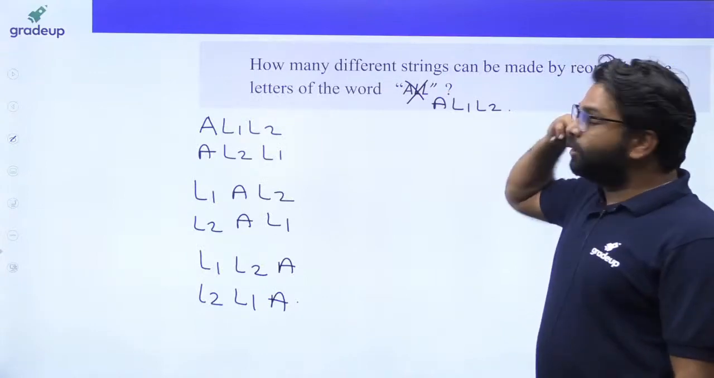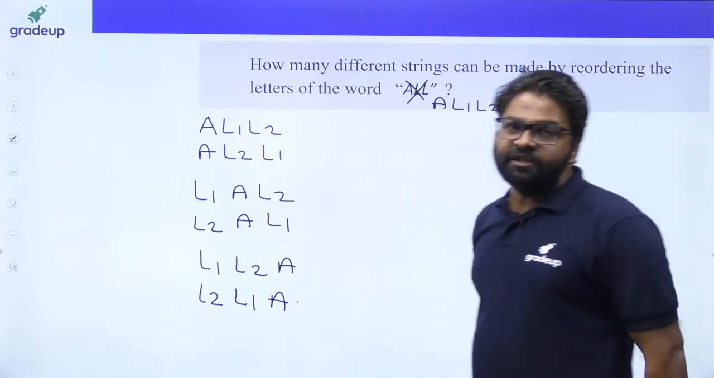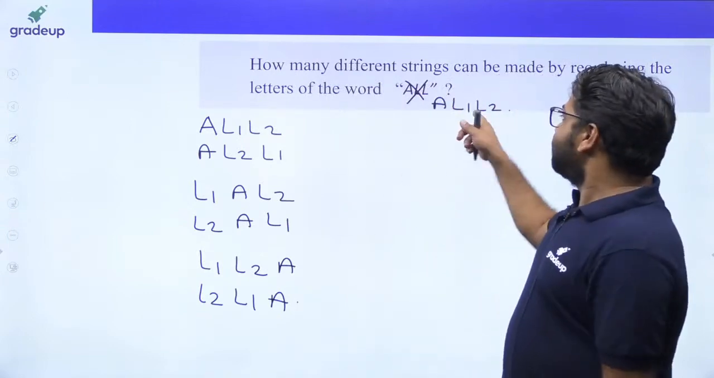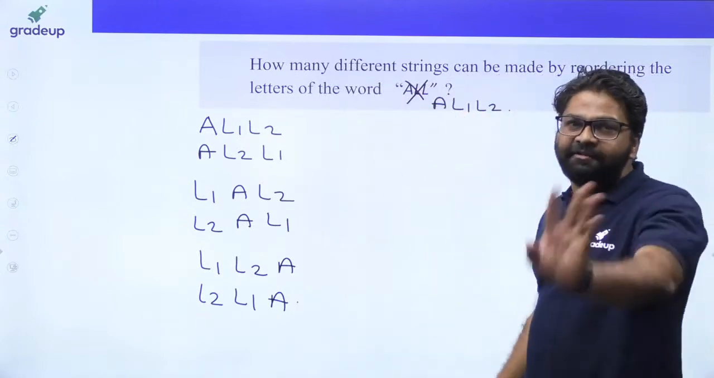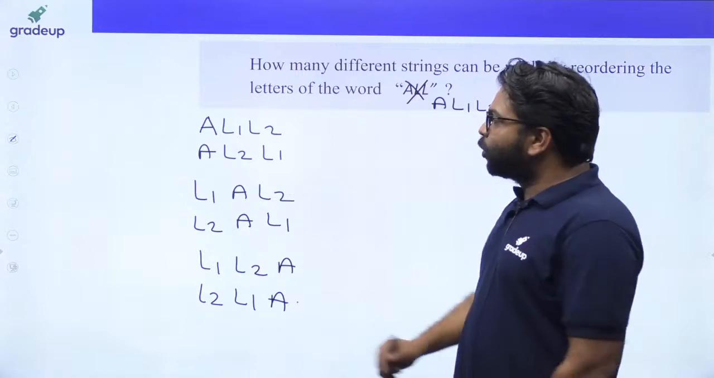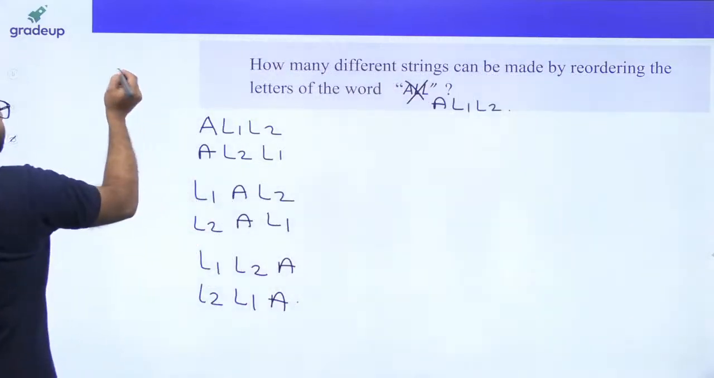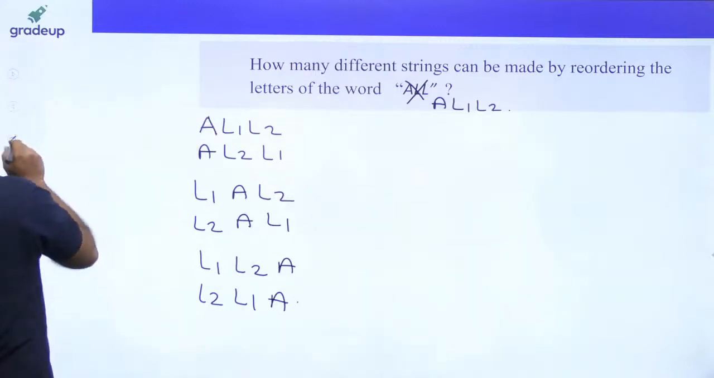So actually, the original question asks how many ways we can arrange the word "all". Now, if I take L and L as different, this is the total possibility. These are the cases where both L1 and L2 are different.